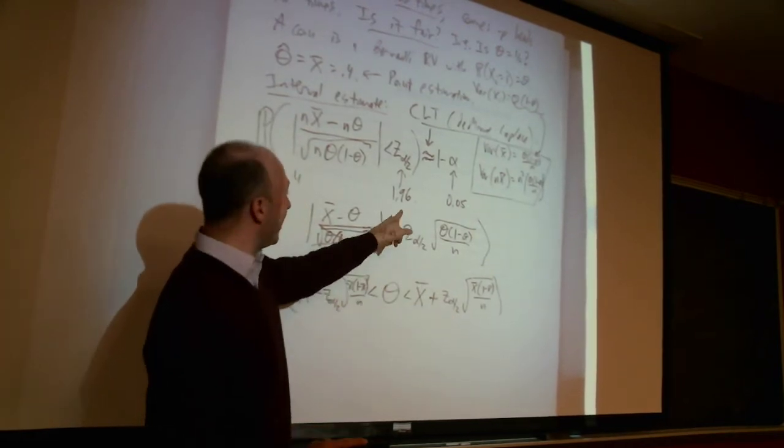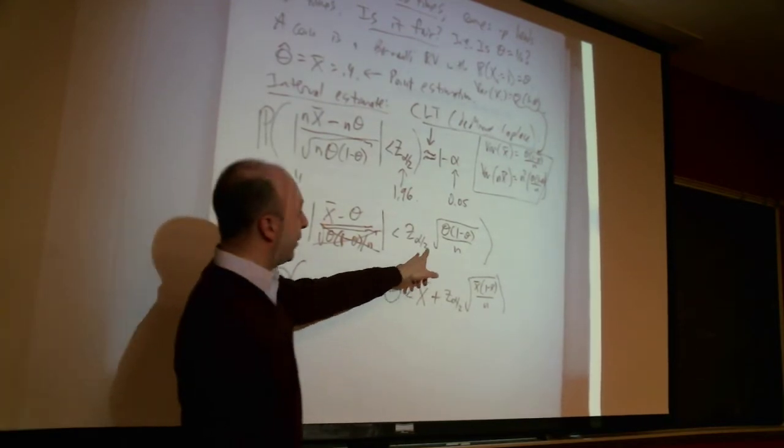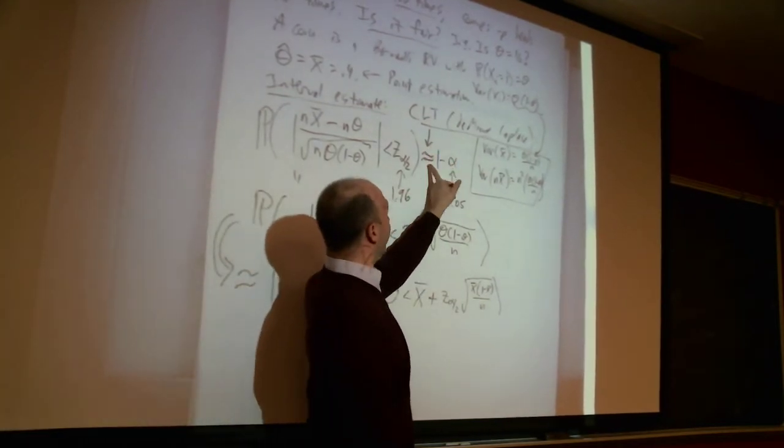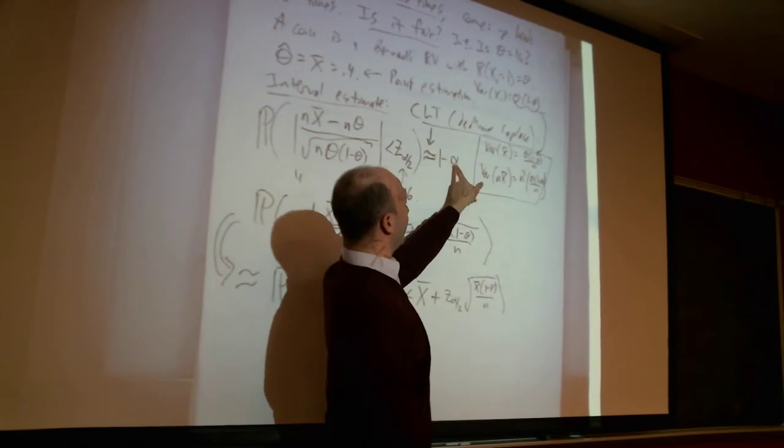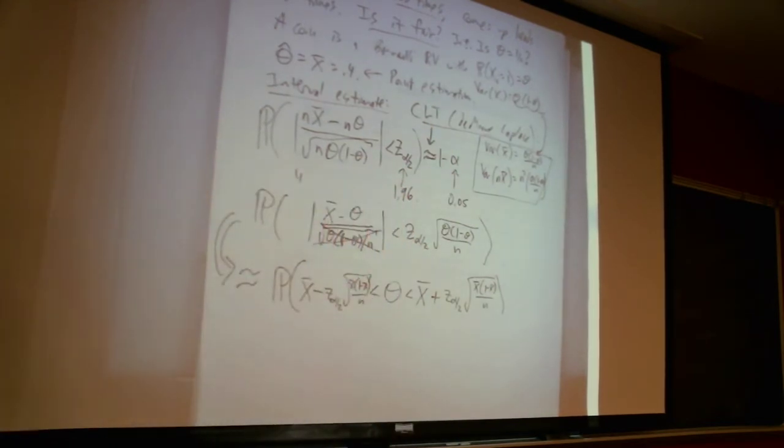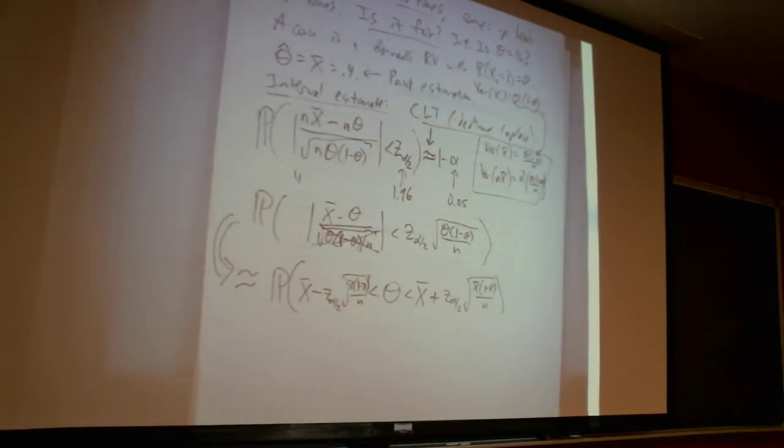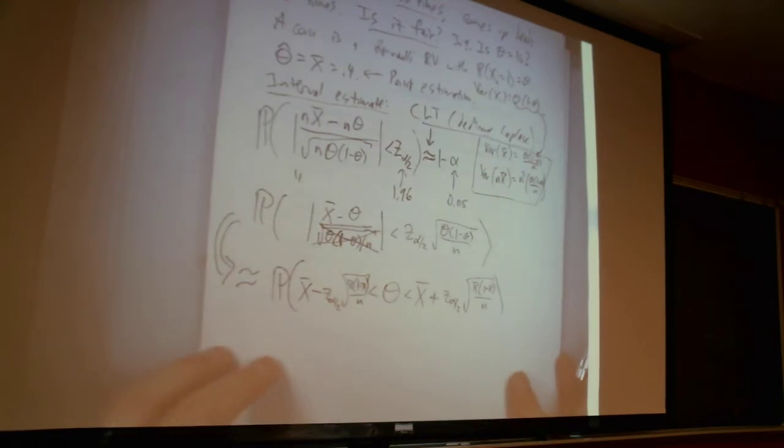Of course, it's not really 95% because we estimated theta by x bar and because we estimated the true binomial by the central limit theorem, by the Gaussian. Okay, but let's pretend. Let's call it an approximate 95% interval. So now all we have to do is plug and chug some numbers.